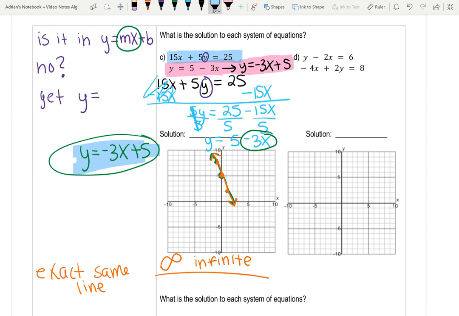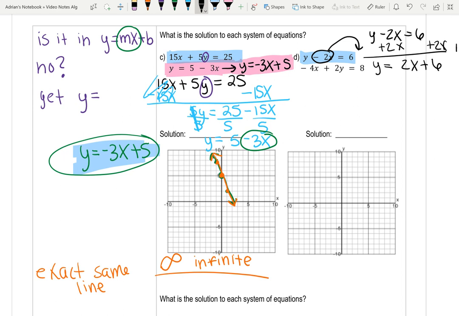Okay, on our next one, neither of these are in y equals mx plus b form. This one is almost in that form, except the slope somehow needs to get over here. So to do that, I'm just going to add the 2x to both sides. So if I rewrite this, I'm going to add 2x to both sides. So I get y equals 2x plus 6. So that will be my first line.